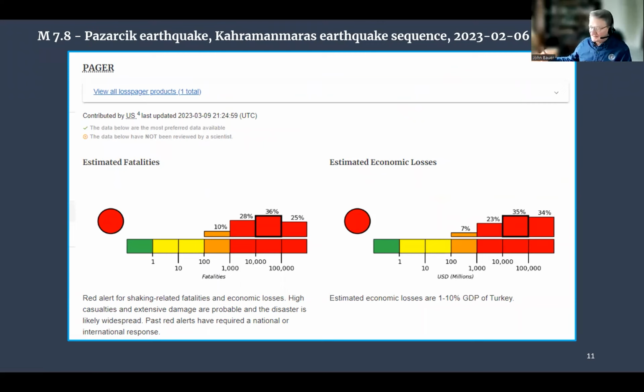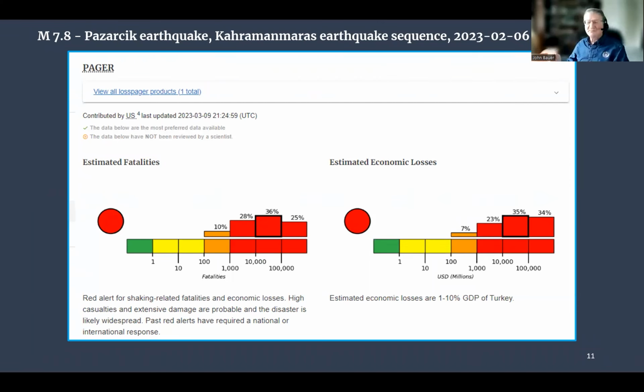Okay, and in terms of the color scale, if it was 1 or less, it would be a green alert. Between 1 and 10, yellow. So you have this green, yellow, orange, red type alerts. But obviously, this is a devastating earthquake with losses in the tens of billions and tens of thousands of fatalities. That was the PAGER estimate.